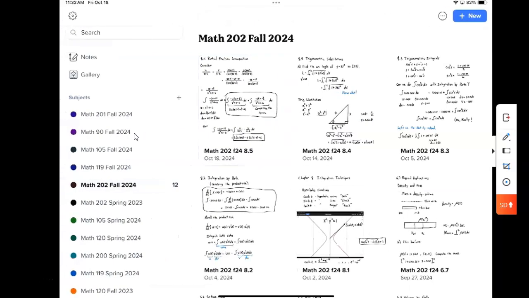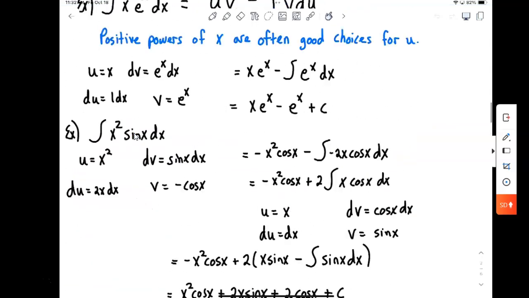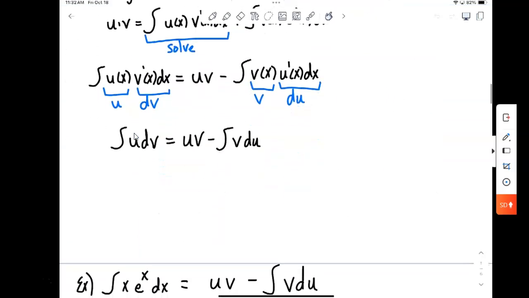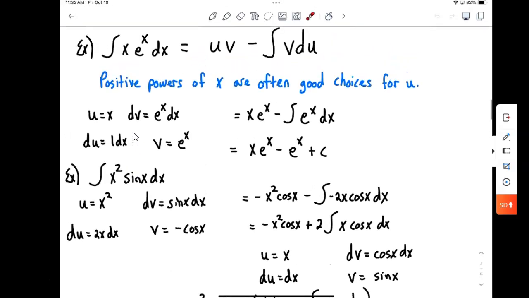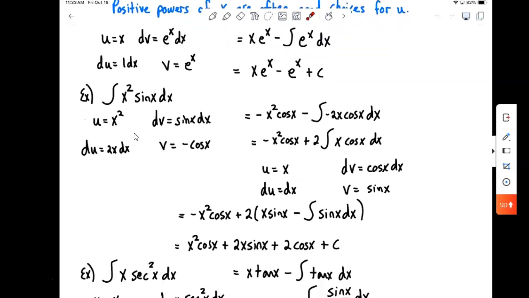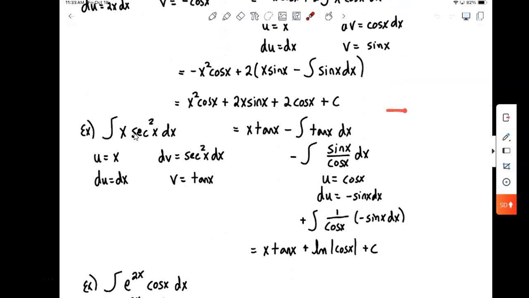So just trying to do a quick little pop back over to 8.2 and some of the examples we did. Again, a really common idea is positive powers of x are good choices for u. Again, there are times when that rule doesn't hold. Ln is a common example. Typically, especially Ln if it's with powers of x, we usually like to use Ln as the u variable because its derivative helps us to reduce things out. But you can expect some basic ones with powers of x, like we did here with x e to the x or x squared sine, or even with our x secant.